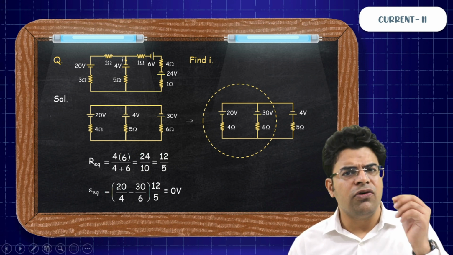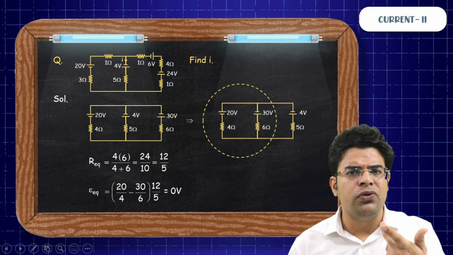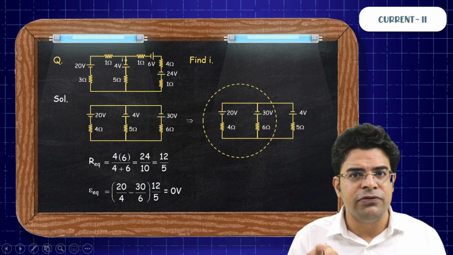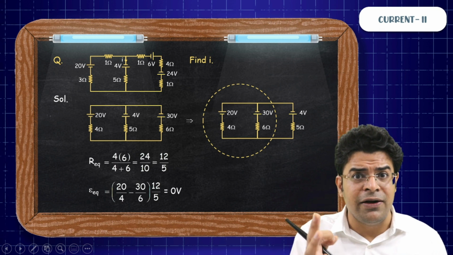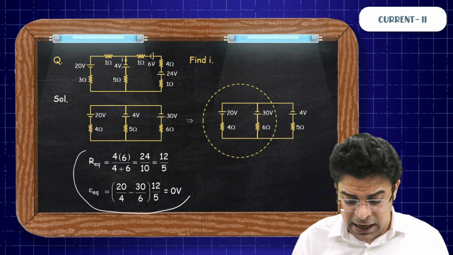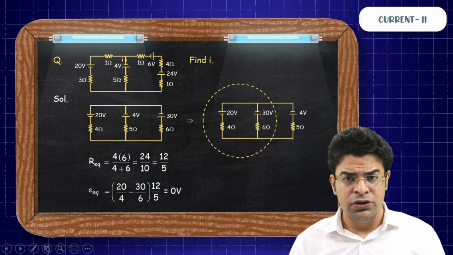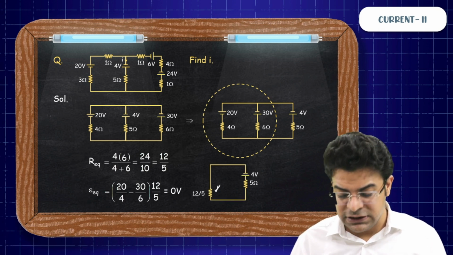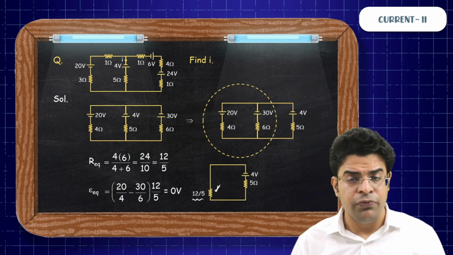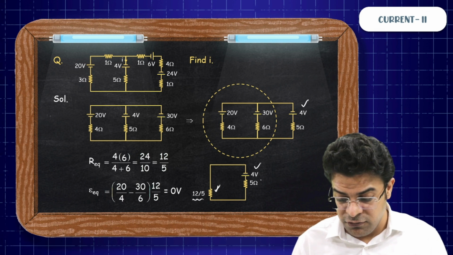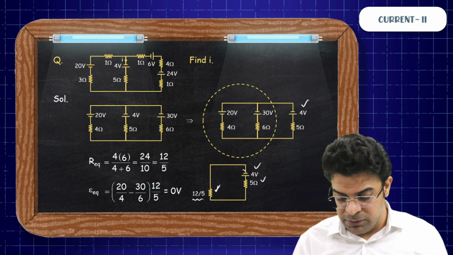Sir, if the equivalent EMF comes out to be 0 volt, what to do? You don't have a battery of any EMF. So the battery has only internal resistance. So this whole system acts like only having a resistance of 12 by 5 ohm. So now visualize the circuit. You just have one resistor of 12 by 5 ohm, a battery of 4 volt and one more resistance of 5 ohm. Question is, what will be the current in the circuit?